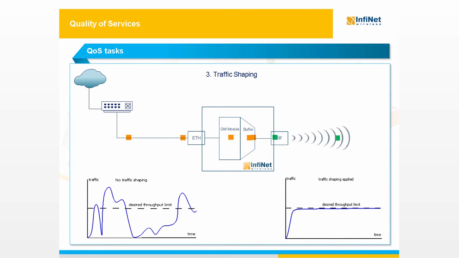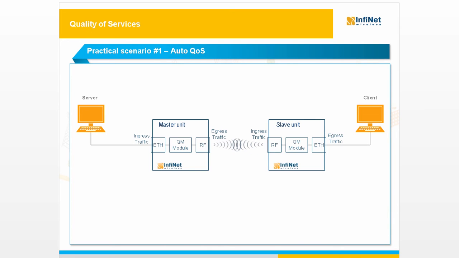Now, let's see how the QoS can be implemented step-by-step using InfiNet wireless gears. Auto QoS features are implemented by the InfiNet units, which can automatically prioritize the following traffic types: RTP, ICMP, 802.1p marked, TOS, and packets with TCP ACK.